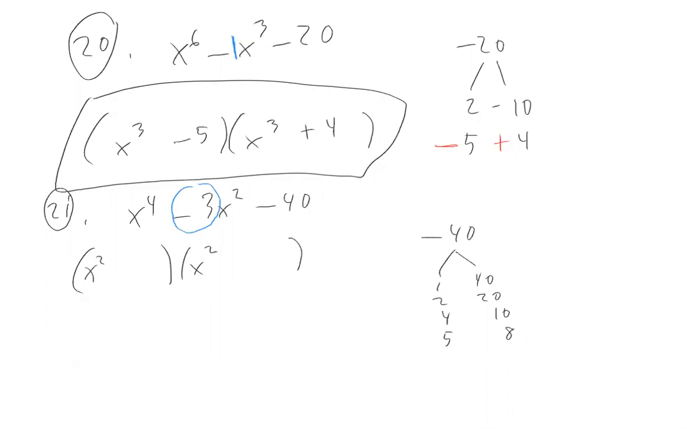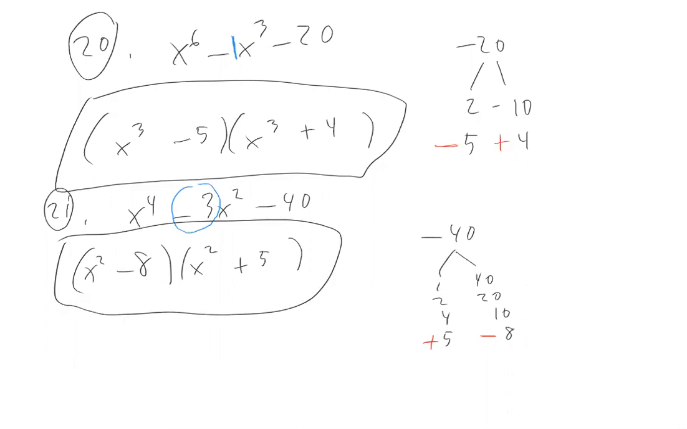So if I do a negative 8 and a positive 5, then that would work. So I'm going to do a negative 8 and a positive 5. So there we go. Then we have problem 22.